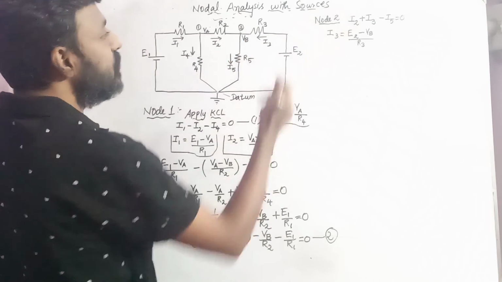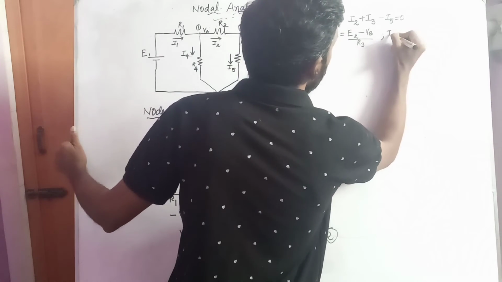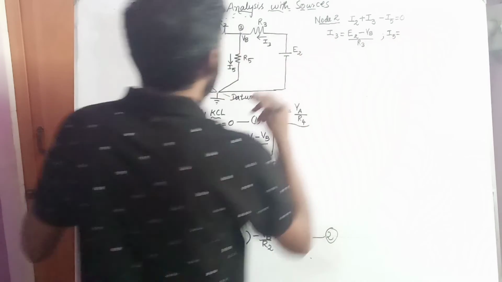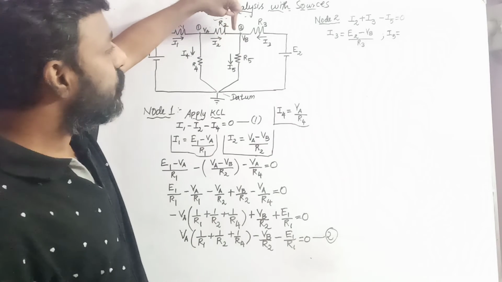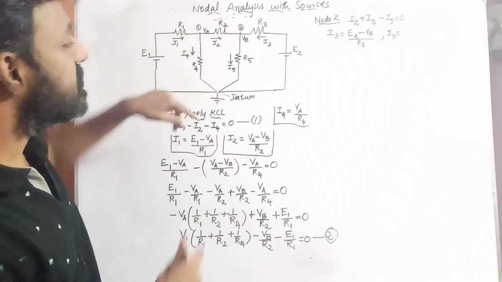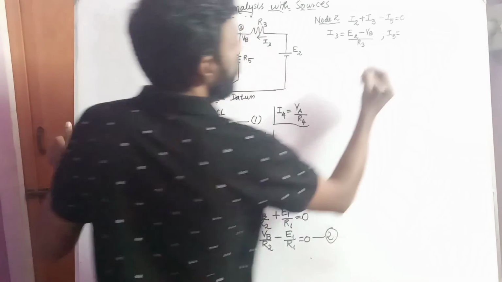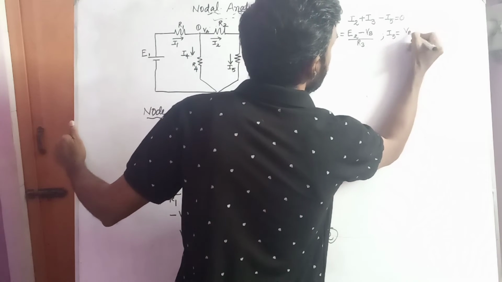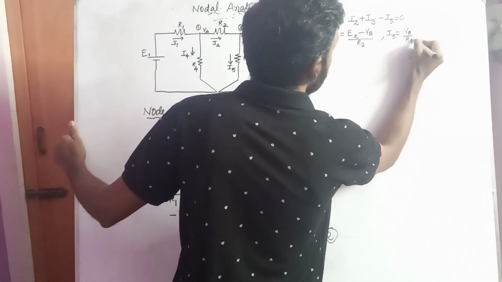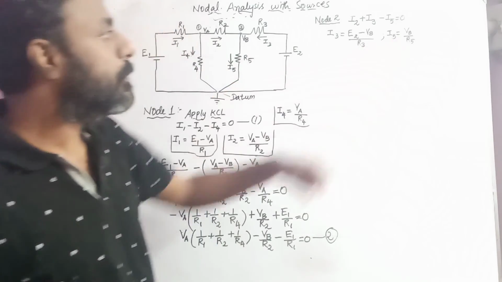So now what is I5? We don't know the value of I5. I5 is a current which is flowing from the point B through the resistor R5 and it reaches the datum node. So I5 can be written as VB divided by R5. That is VB divided by R5. Okay, this is the value of I5.